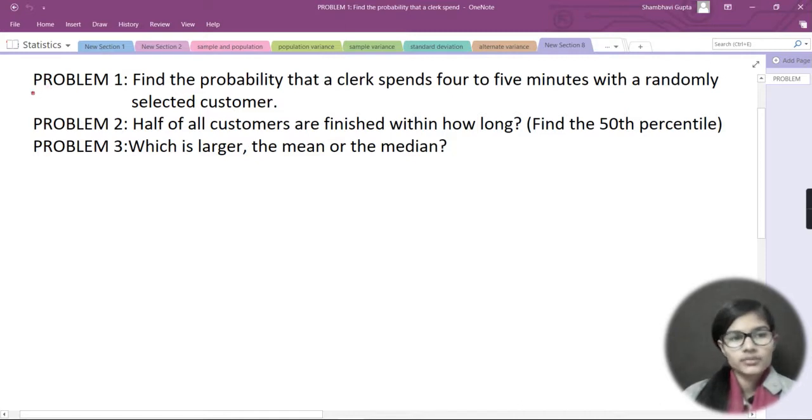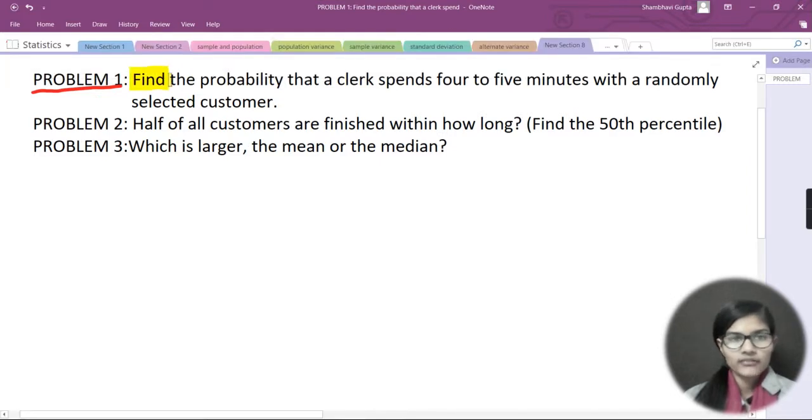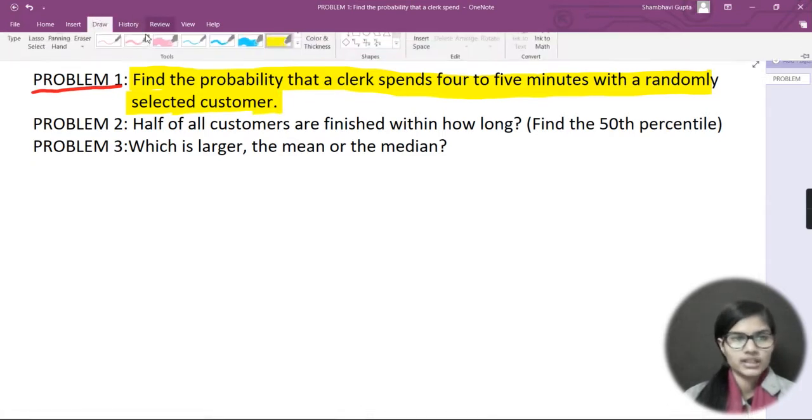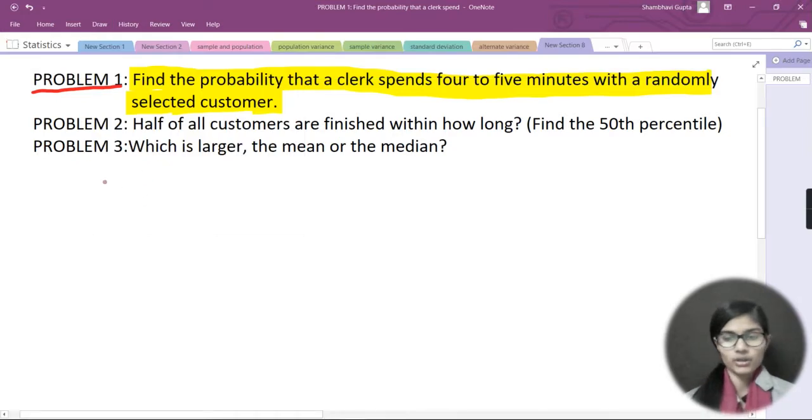Now let's deal with the very first one, problem number 1. It says: find the probability that a clerk spends 4 to 5 minutes with a randomly selected customer. So it is asking me to find the probability. Let me take my color and look at how we write this. Here I would write solution, and I would write probability.